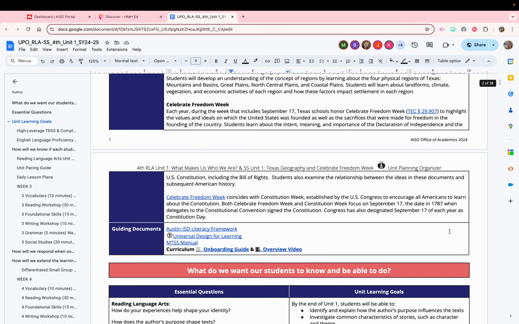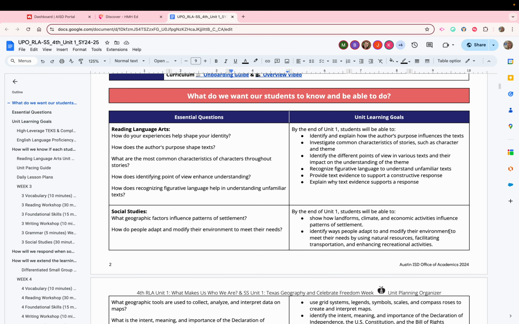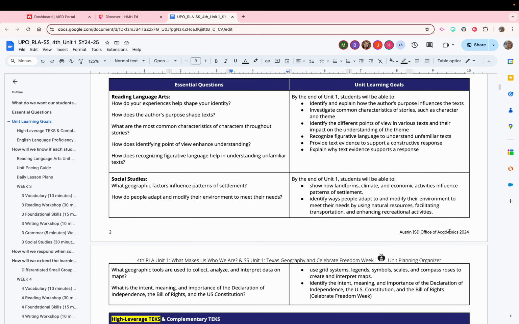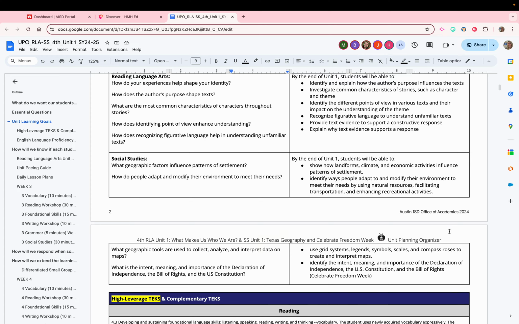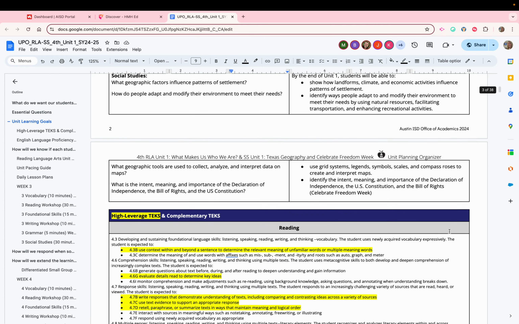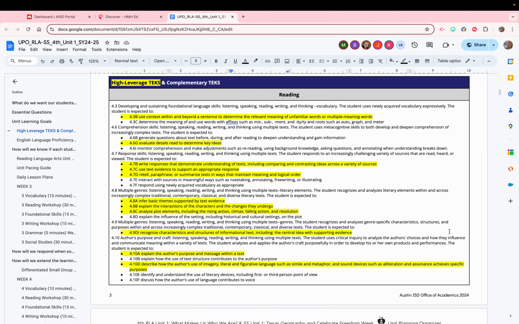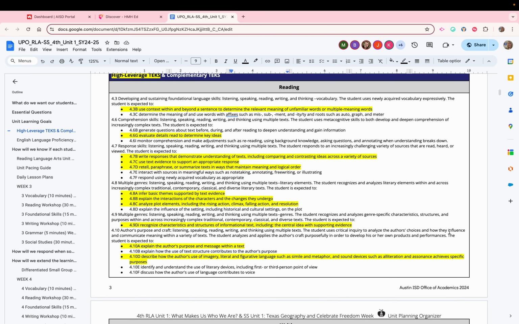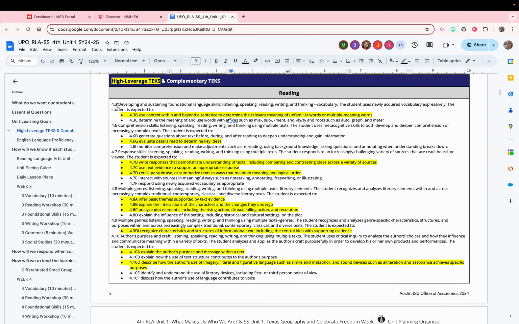As we scroll through the unit planning organizer, one of the first things that you'll notice are the unit overview, the essential questions and learning goals, and the high leverage and complementary TEKS. For 3rd through 5th grade, usually the very first part of that will be talking about the vocabulary. I can see here that we have two TEKS that we're covering through the unit on vocabulary, 4.3b and 4.3c.